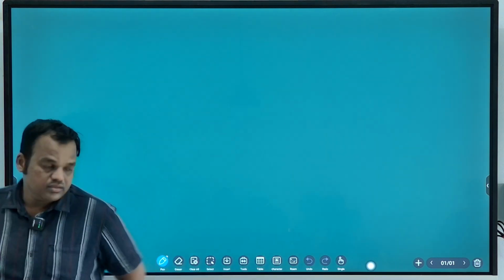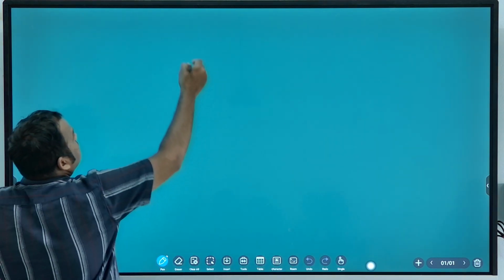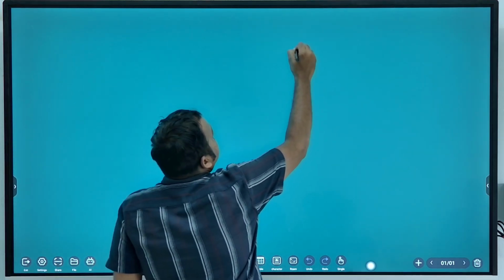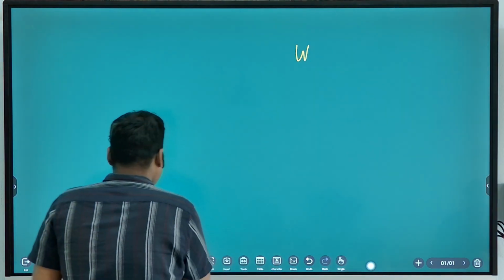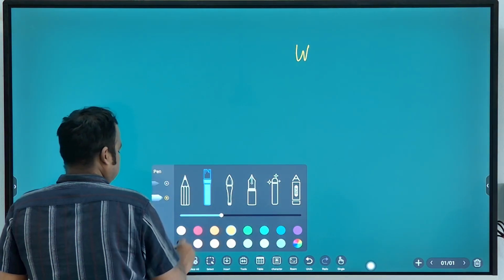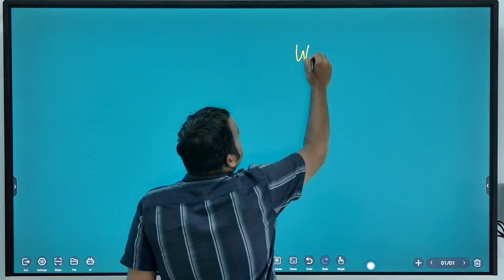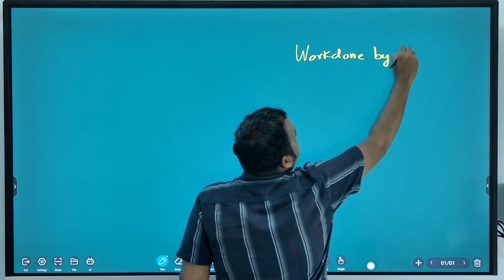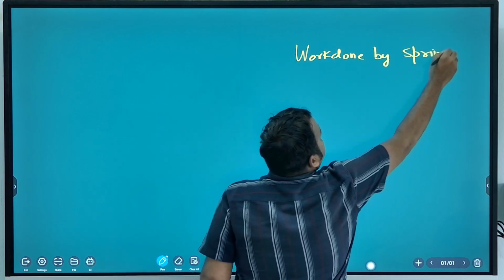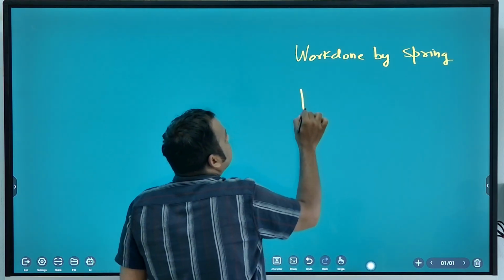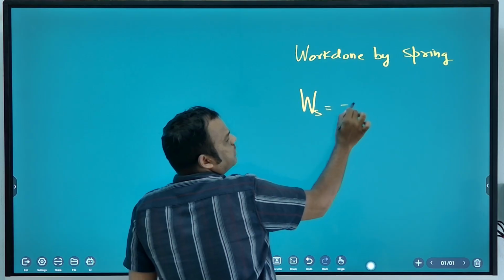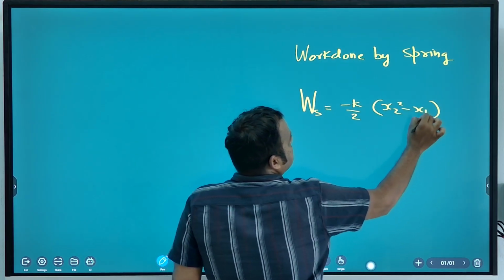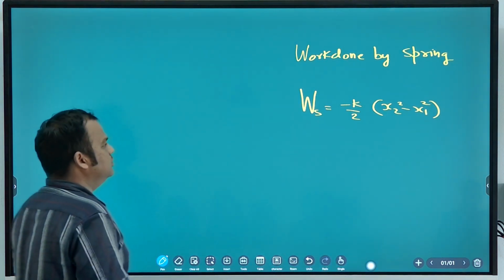Okay, so work done by spring we have done. Work done by spring, what is the formula? Minus k by 2 x2 square minus x1 square. Correct. Good.